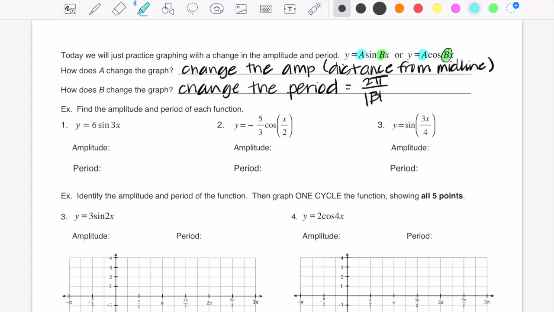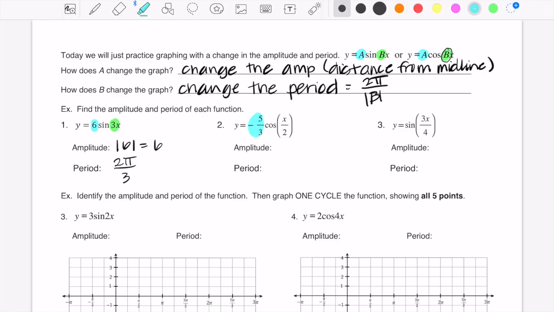So we're first going to look for that A value, which is +6. The amplitude is always the absolute value of that number, so it's just 6. Okay, and then the period is going to be the number B for X, so the period would be 2 pi divided by 3. Okay, super easy on those.